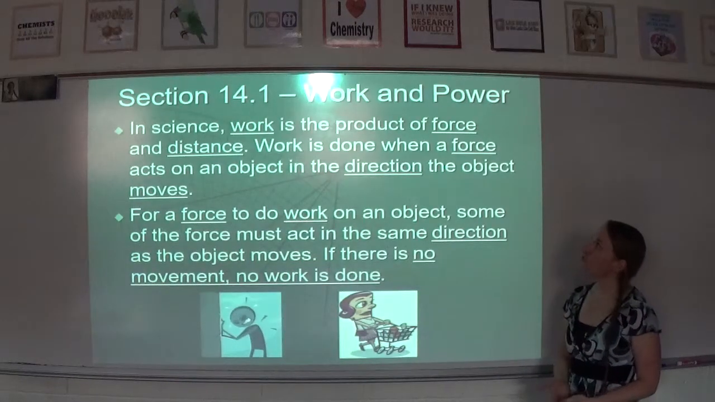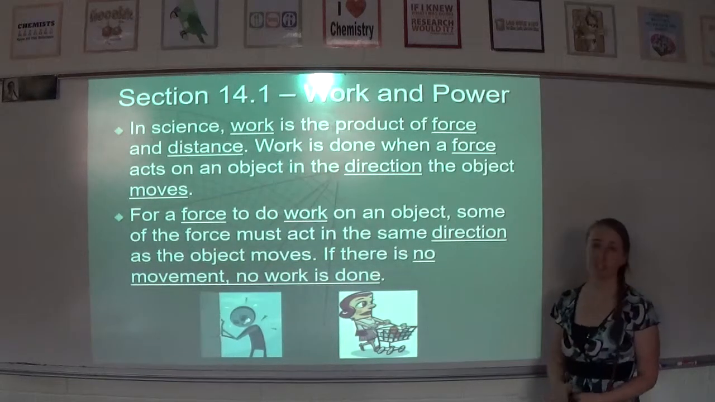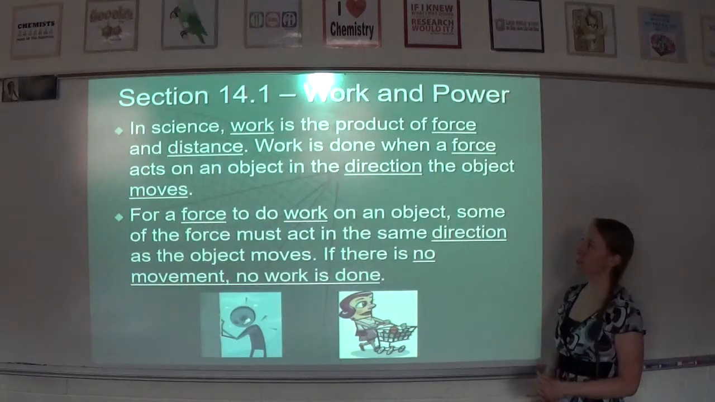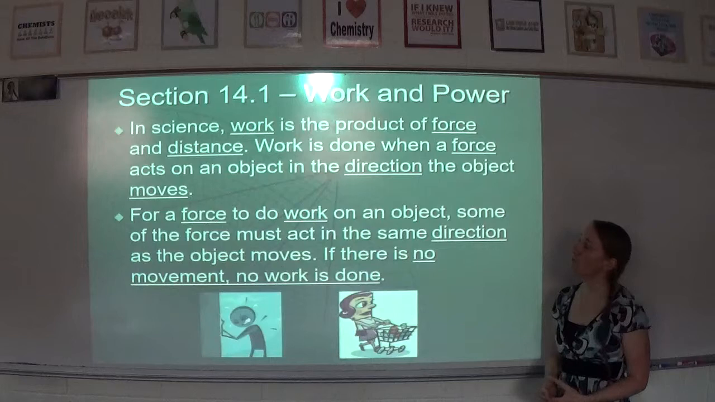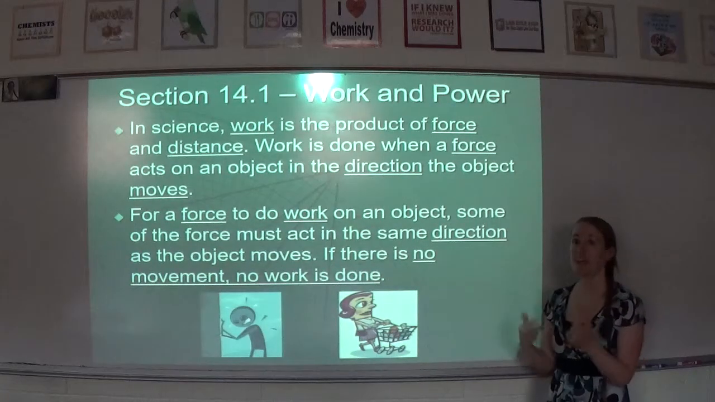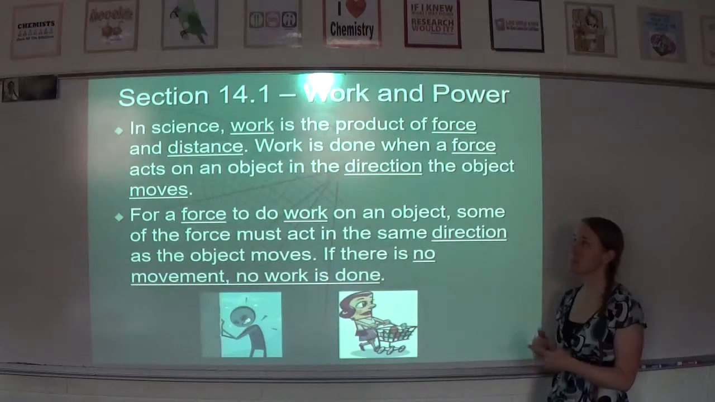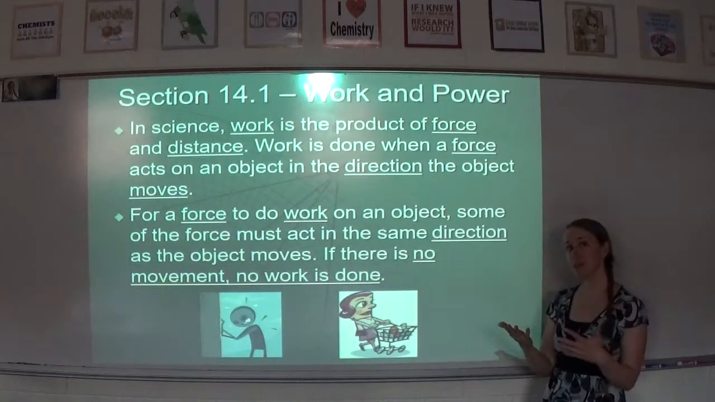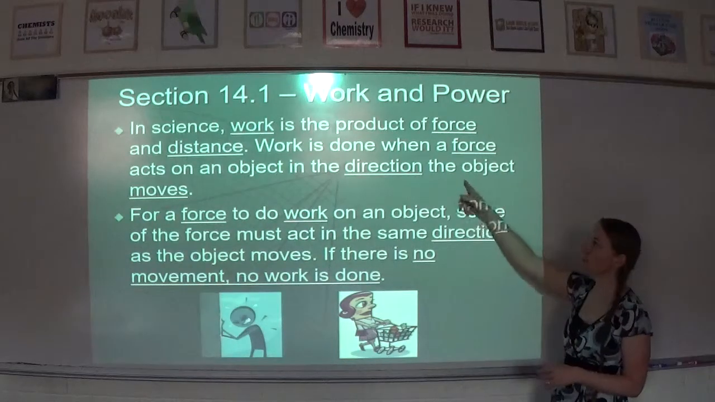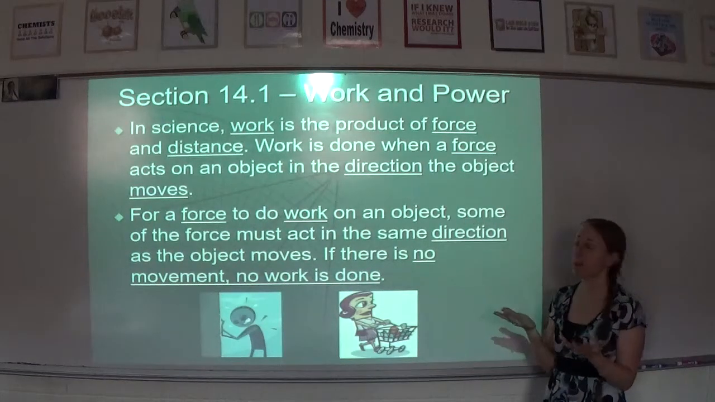So in science, work is the product of force times distance. Remember, product mathematically always means multiplying, so work equals force times distance. Work is done when a force acts on an object in the direction the object moves. That's the important part, because a lot of times in examples you feel like the person's doing work, but because their force is not in the direction the object's moving, the work is not being done.